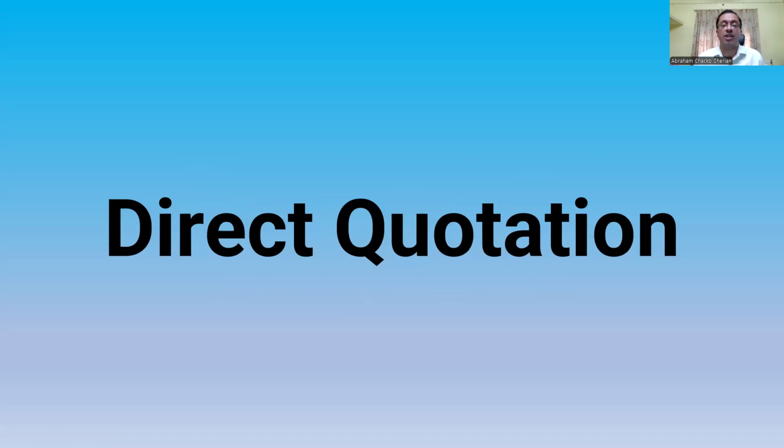What is direct quotation? Direct quotation is when we take a sentence as it is from the book or article and we mention it as it is in our research paper. We don't make any changes in the wordings or in any of the structure of the sentence. We put it in our research paper as it is. And of course, when we make a direct quotation, we add inverted commas at the beginning and at the end.